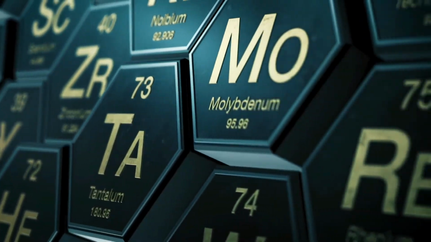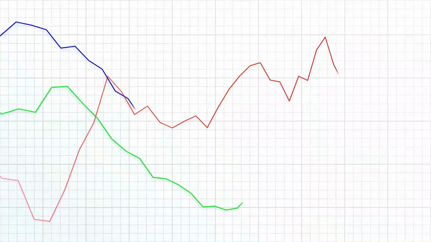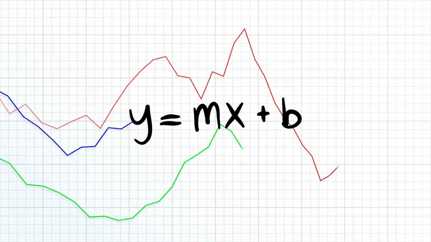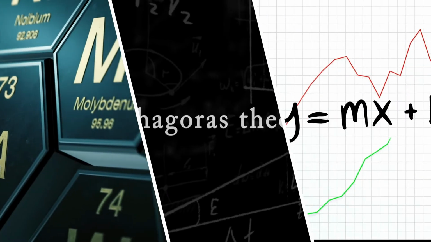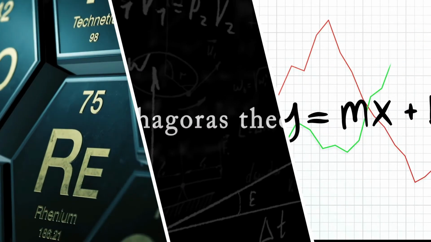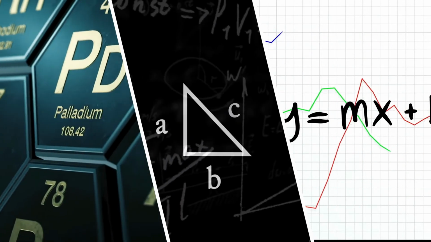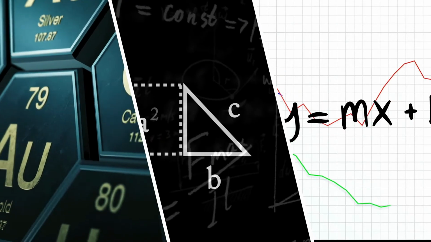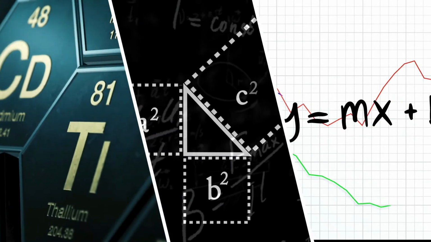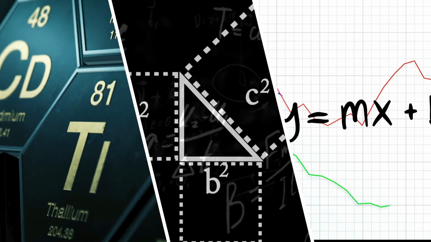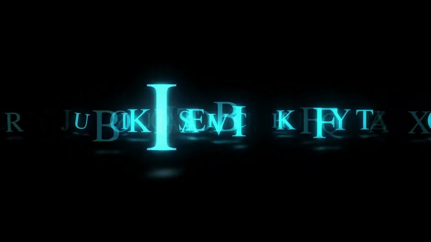Periodic table, Pythagorean theorem, y equals mx plus b. What do all of these things have in common? They all have been completely useless to 98% of us in our adult lives. But do you want to know something we all have used every day since we learned it, no matter what we're doing now? The alphabet.